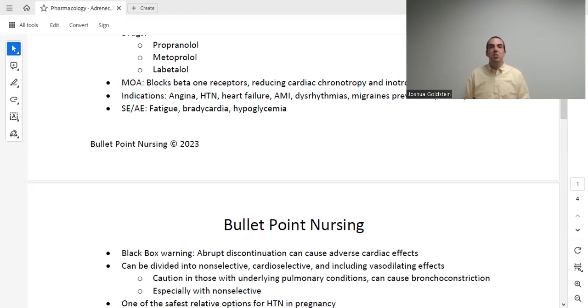The adverse effects of these drugs and the side effects: fatigue. Well, if I lower my cardiovascular output, then I'm going to have less energy. I'm going to have fatigue.